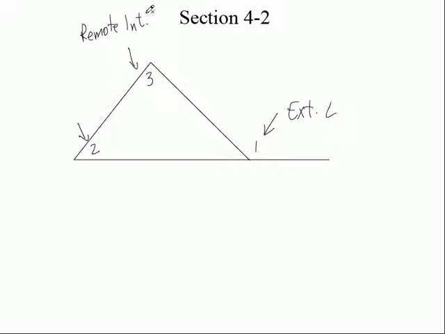What does remote mean? Remote means far, well, kind of far away. You know, you remote control, you can be far away from the TV and still click it. That's why they call it a remote control, because you're further away. So here's what our theorem says, that the exterior angle is equal to the sum of the remote interior angles. There you go. We'll do an example here in a second.